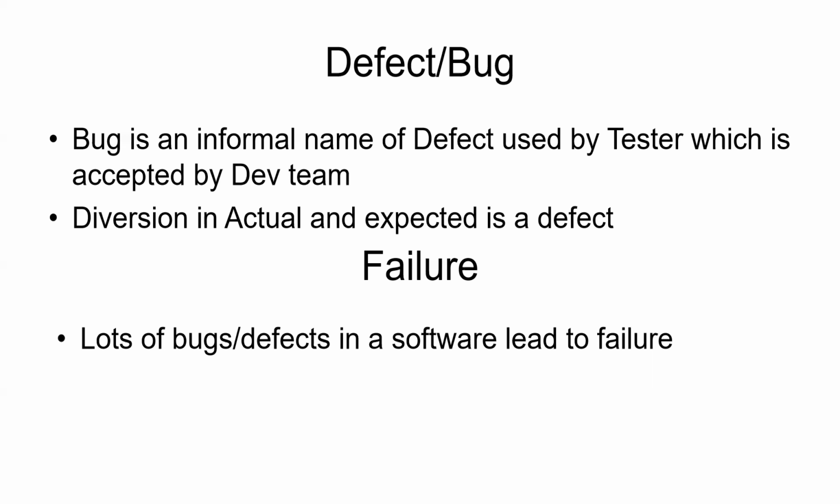So this is a very informal name the developers use. Yes, okay, it is a bug, I accept it is a bug. So this is what I say: a bug is an informal name of a defect used by the tester or developer, which is accepted by the dev team. But defect is a technical term for any issues or bugs you identify in a software application.